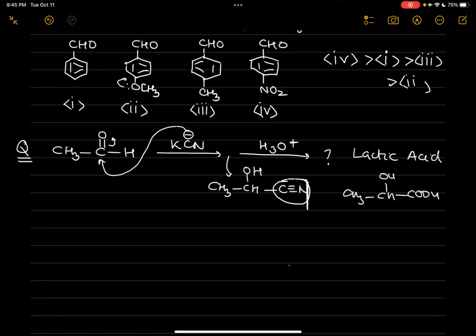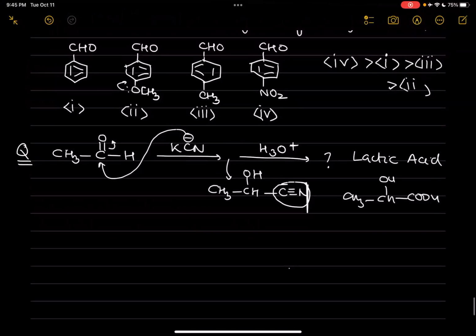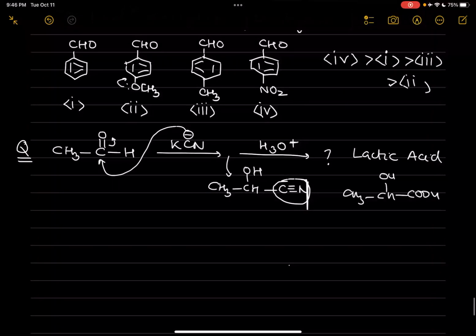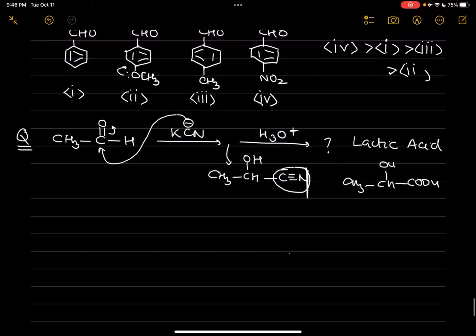I don't think they've given lactic acid in the main text. They have asked you to prepare lactic acid in the exercise questions. Okay, sir. So lactic acid, how you're going to prepare? Is it clear? Yes, sir.